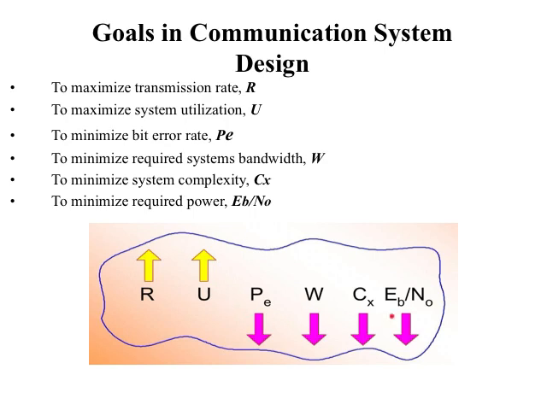These are the important goals in communication system design. The first is to maximize transmission rate, maximize system utilization, minimize bit error rate, minimize required system bandwidth, minimize system complexity, and minimize required power. This concludes the discussion regarding the basic digital communication transformations, the advantages and disadvantages of digital communication, and finally the goals of digital communication design.